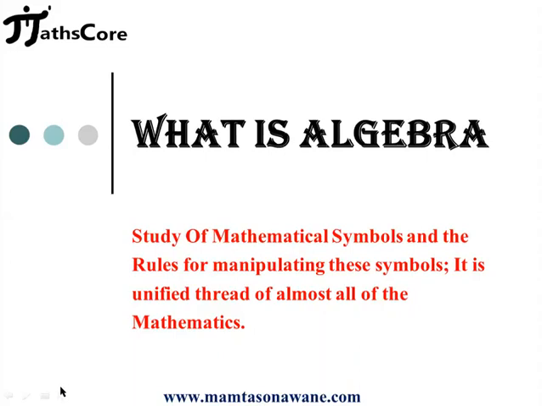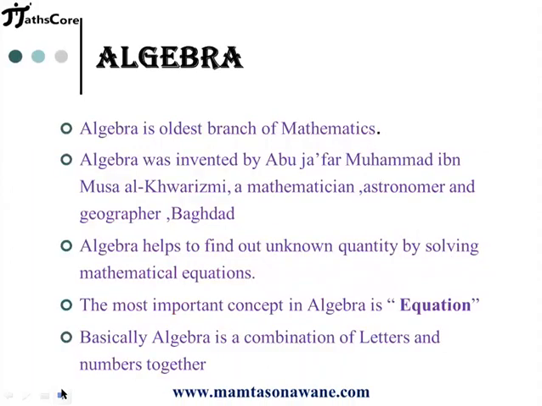Okay, so let's learn about the origin of algebra. Algebra is the oldest branch of mathematics, and algebra was invented by Abu Jafar Muhammad ibn Musa al-Khwarizmi, who was a mathematician, astronomer and geographer, and he was born in Baghdad.